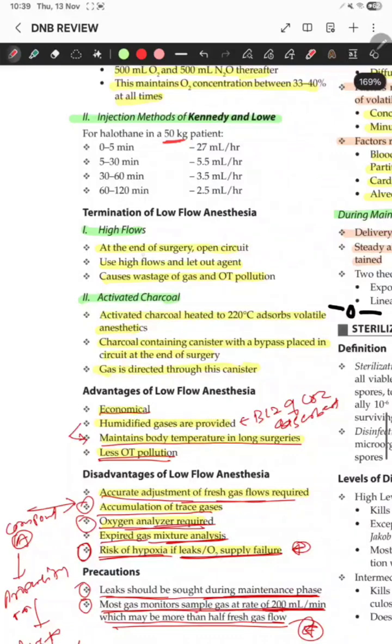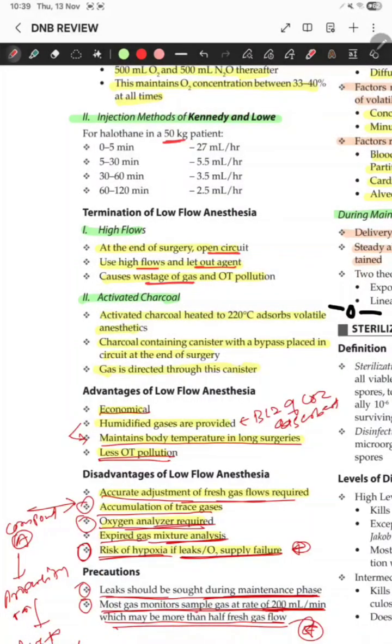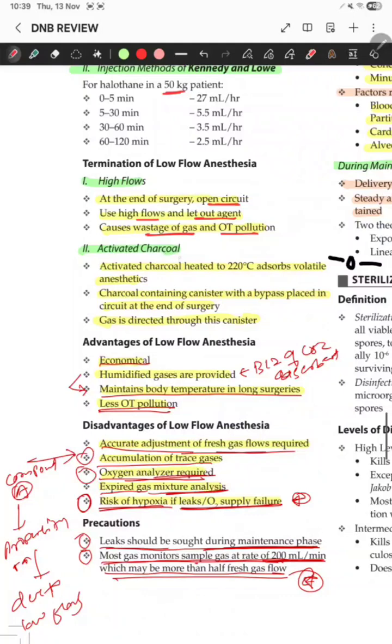In high flows, at the end of the surgery, open the circuit, use high flows and let out the agent, which causes wastage of the gas or OT pollution. These things can happen. Activated charcoal is to be given. Activated charcoal heated to 220 degree Celsius absorbs volatile anesthetics, and a charcoal containing canister with a bypass is placed in the circuit at the end of the surgery. Gas is directed through this canister.